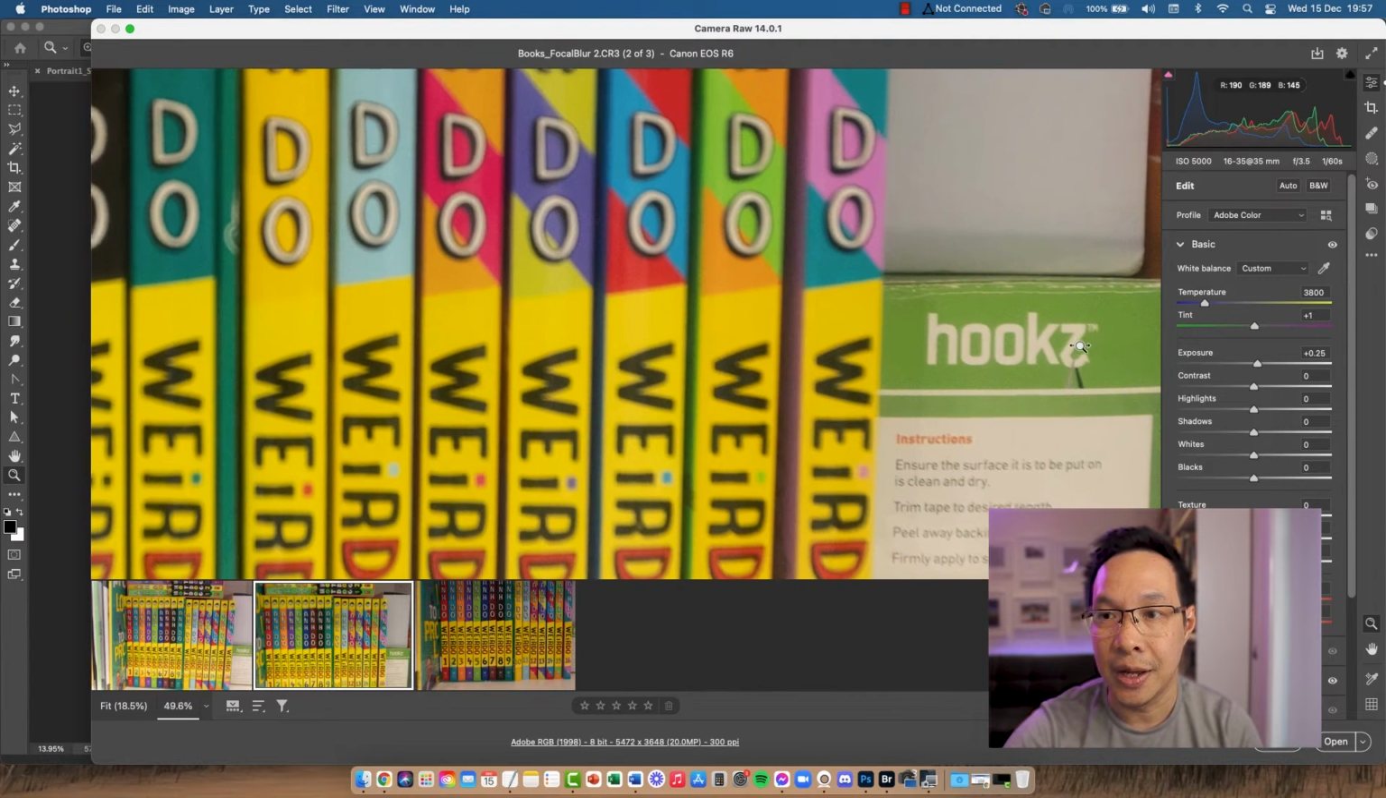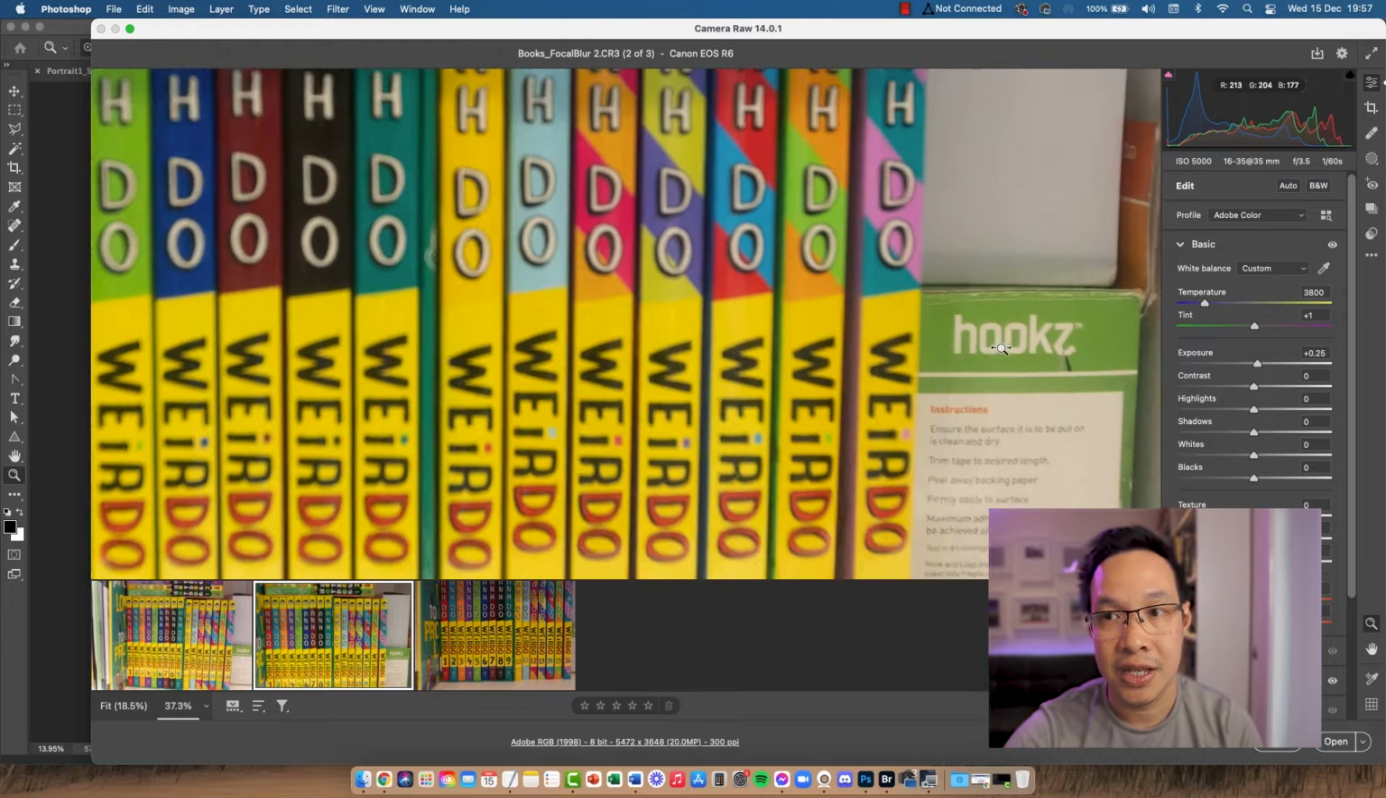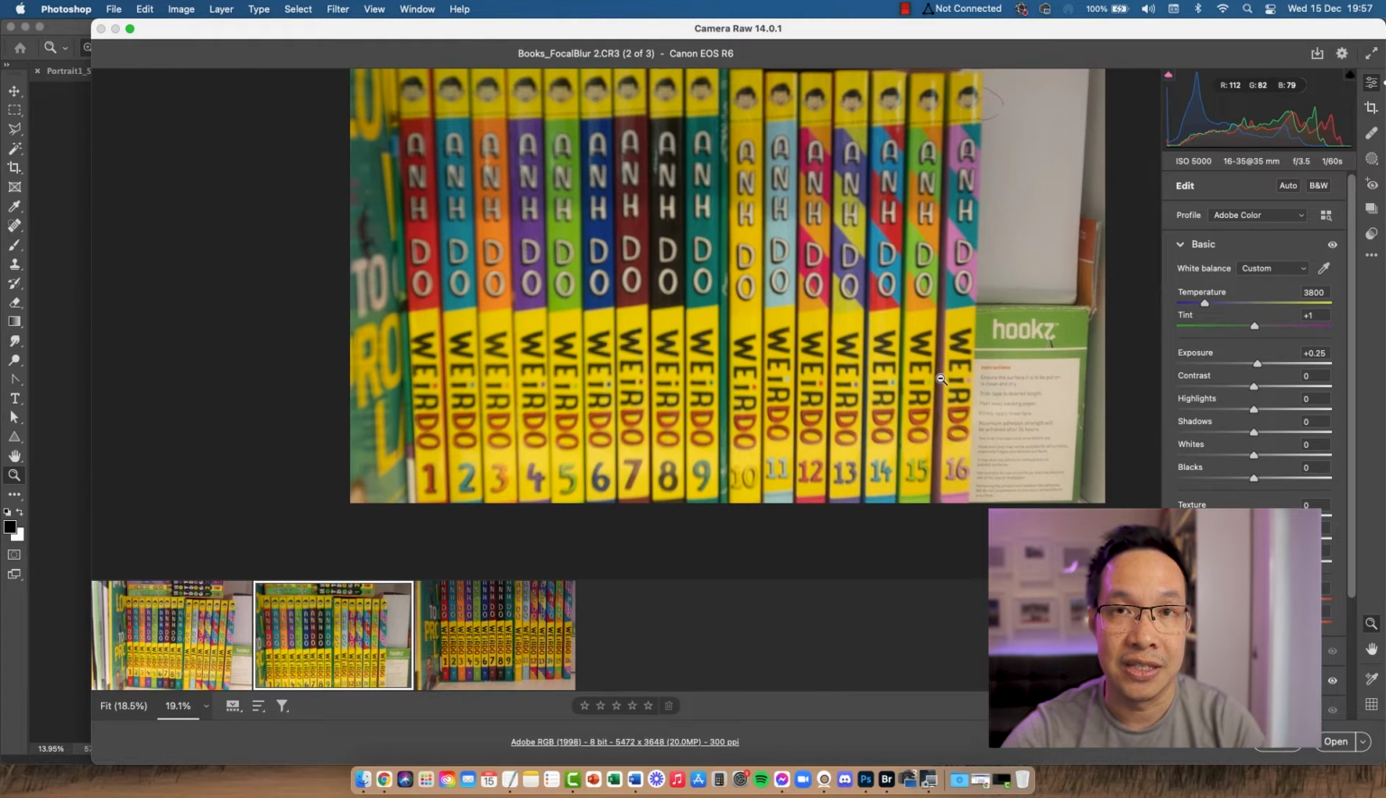And then you can see from here, the box there is actually in focus. So that means this is a focal blur. This means the photographer has locked on a wrong subject.